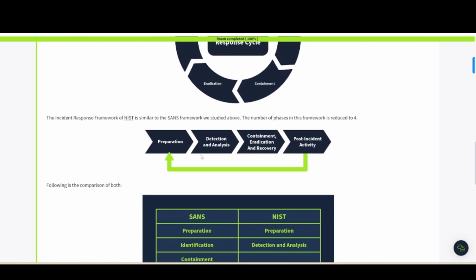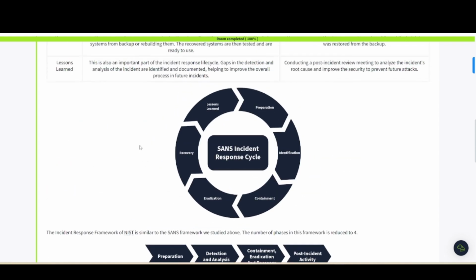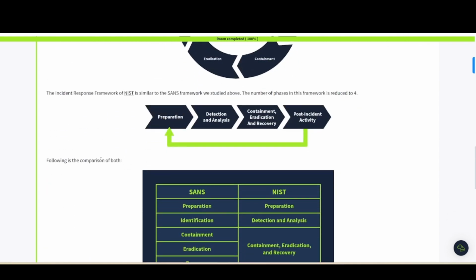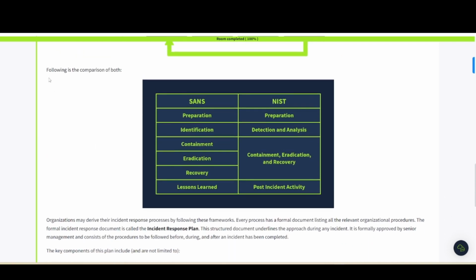And then also, here's another example here. The incident response framework of NIST is similar to the SANS framework we studied above. The number of phases in this framework is reduced to 4. So they only have preparation, detection and analysis, containment, eradication, and recovery, and post-incident activity. Okay, kind of similar to how we have the OSI model, right? And we have the TCP/IP model, right? So they teach the same concepts of what's going on, but just in a different way, displayed in a different way, right? So here's a comparison of both right there. You can see containment, eradication, and recovery in SANS are separated in different phases, but in NIST, it's all in one phase, as you can see there.